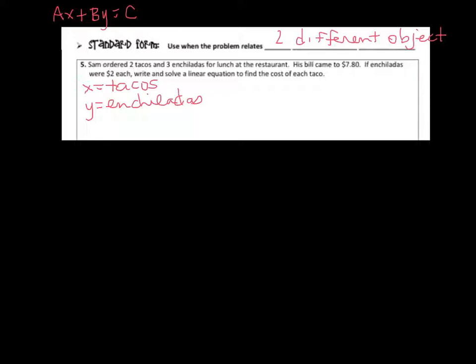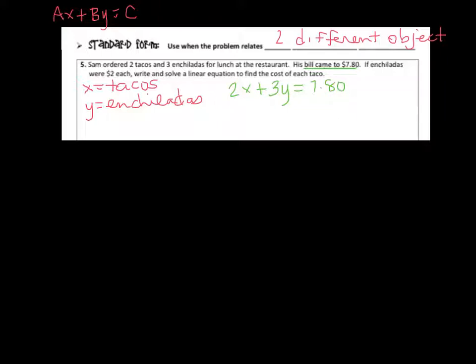So I know that he ordered 2 tacos, and, so there's my plus, 3 enchiladas. And it says that his bill came to $7.80, so that means that together that had to cost $7.80. Okay? So notice this is in standard form. I have my ax plus by equals c.